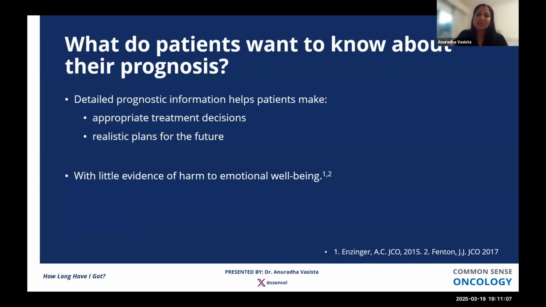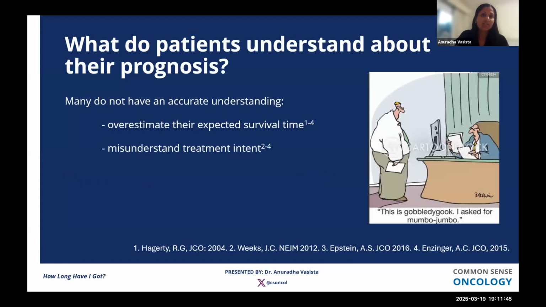They also wanted detailed information, and we know that detailed prognostic information helps patients make good treatment decisions and helps them make realistic plans for the future. And the most important thing, and I think this is the thing we struggle with as doctors, is that there's little evidence of harm to emotional well-being, and that was reported in multiple studies, a couple of which I've listed on this slide for further reference. So we worry about upsetting patients about their prognosis, but the evidence suggests otherwise. And so that's what patients want.